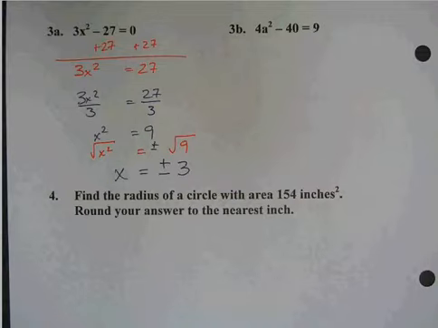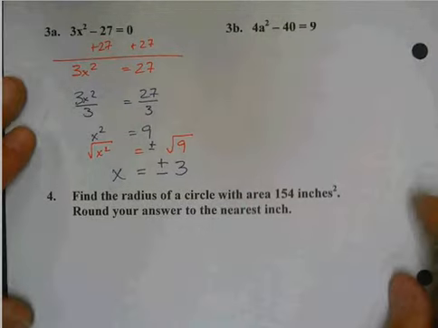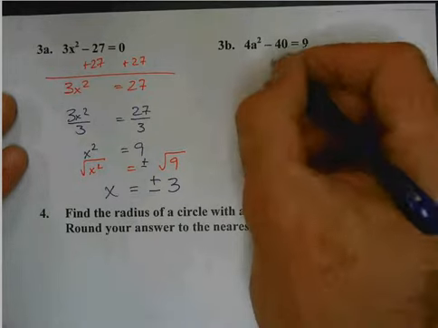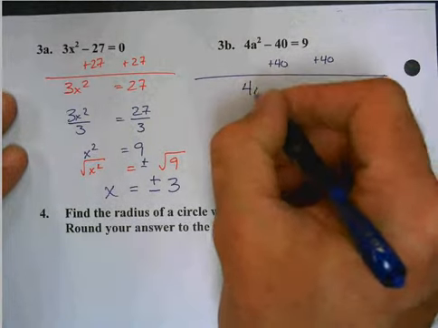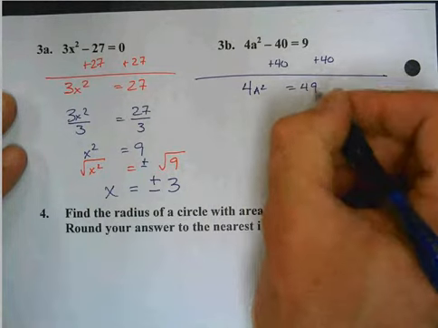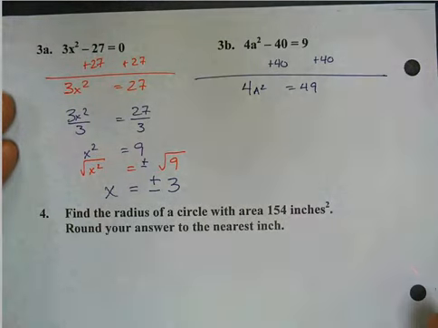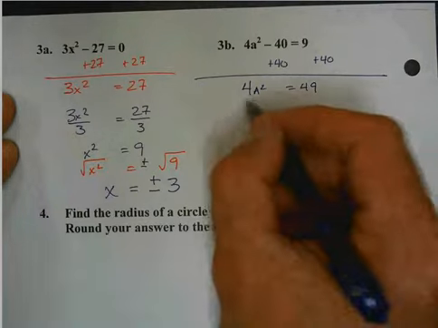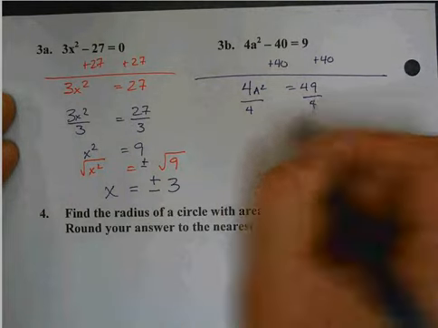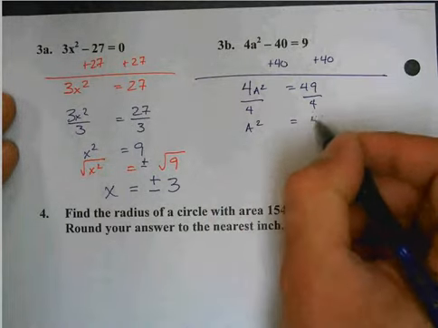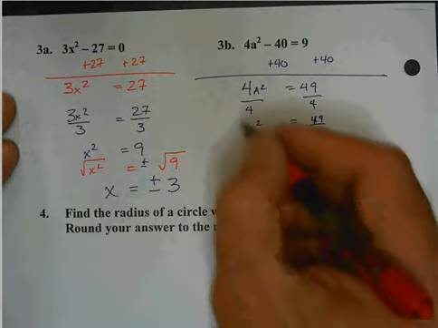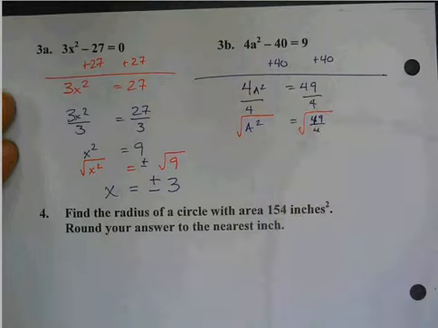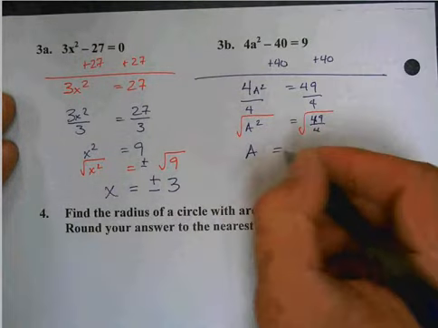All right, last one, 3b. First step, what do you think? Add the 40. So add the 40. 4a squared equals 49. Next step, Jalon? Divide by 4, good. So a squared equals 49 over 4. Little review. When you take the square root of both sides, once again, I know I say this every time, it's a plus or minus.